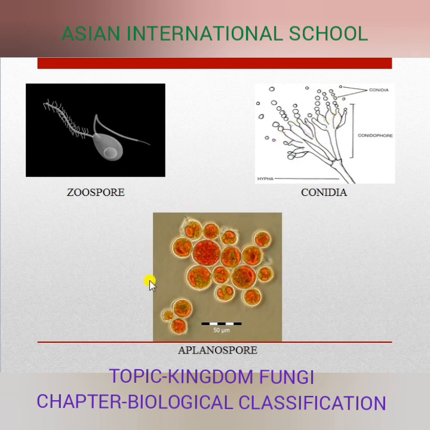Another type of spore you can see here is the aplanospore. This is also a non-flagellated spore like the Conidia, and how this aplanospore is different from the Conidia, I have already told. The wall is commonly thin, but in case of Conidia the wall is comparatively thicker than the aplanospore. So this is the only difference. Going to the next slide.